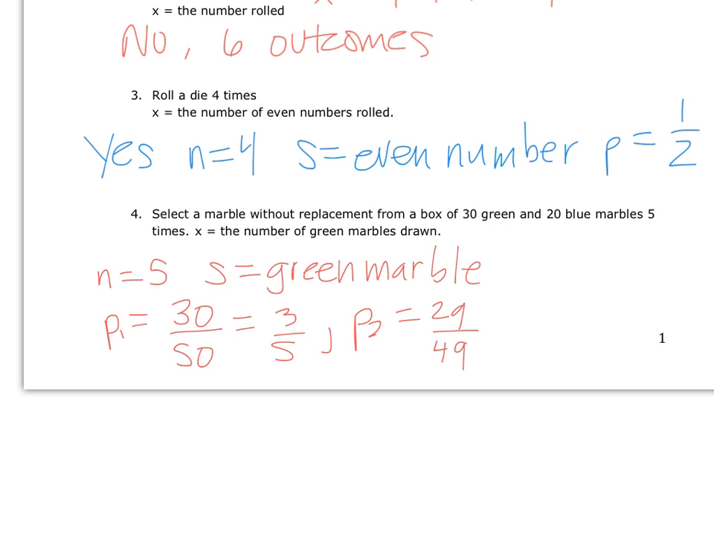Okay, these are not equal. So we don't have that characteristic listed up there in number 3. We do not have independent trials, because what happens in one trial is going to affect what happens in the next trial. So this is not a binomial random variable. Even though we were able to identify the n and the success, because those probabilities don't stay the same from trial to trial, this is not a binomial random variable.